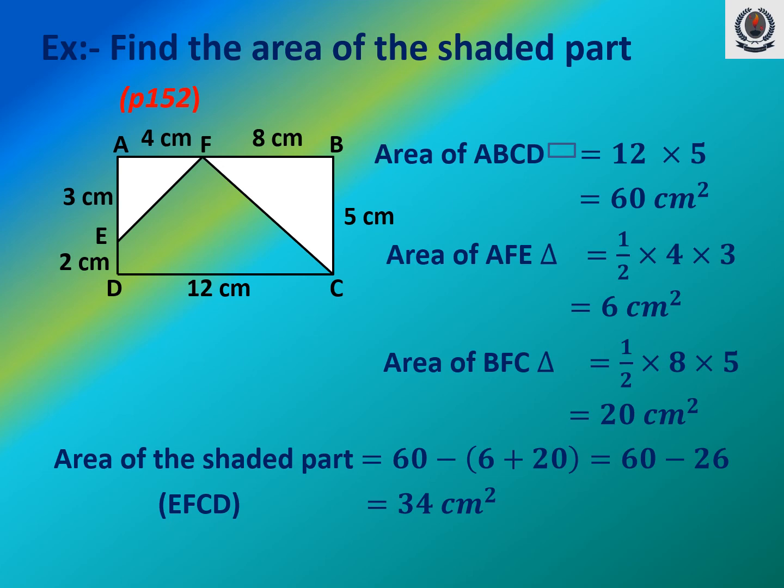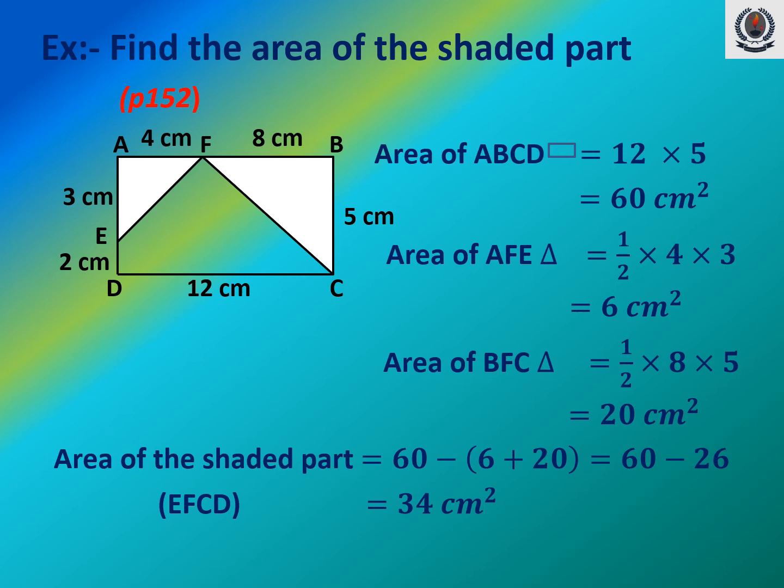Next example. Find the area of the shaded part. Now you can see in this figure there are two right angle triangles, at the same time a rectangle. Therefore we need to find the shaded part. What is the shaded part? EFCD. Now what shall we do?